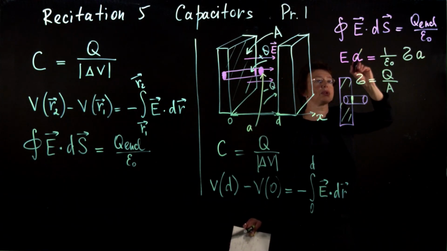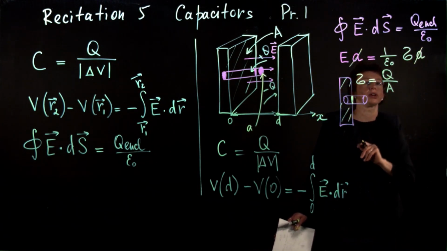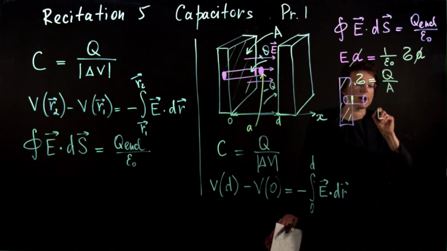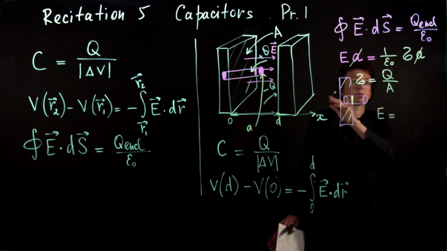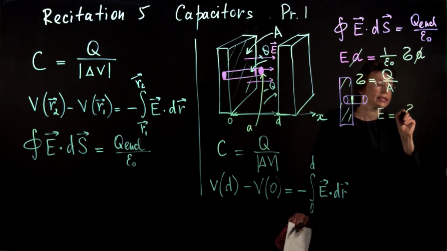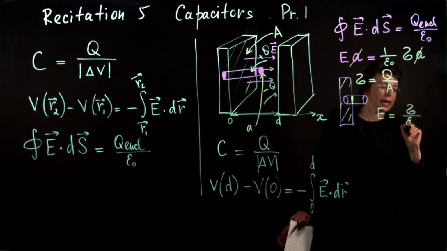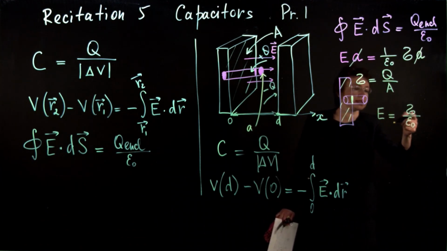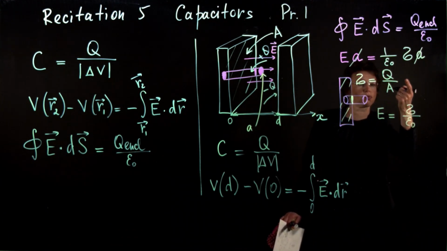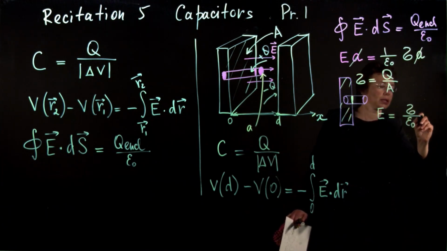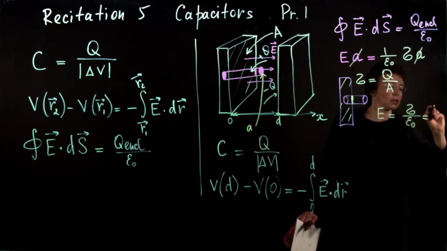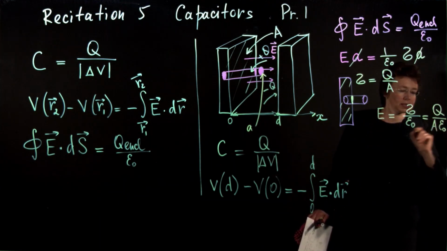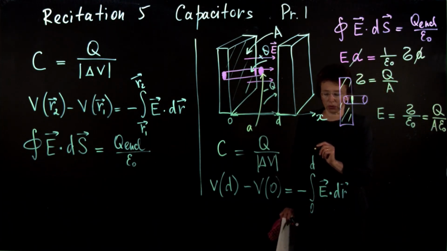Of course, the electric field does not depend on our choice of Gaussian surface, and we find the electric field between the plates of this capacitor as sigma divided by epsilon naught. If I express sigma in terms of Q and A, sigma is Q over A, and epsilon naught is still here. This is the electric field.